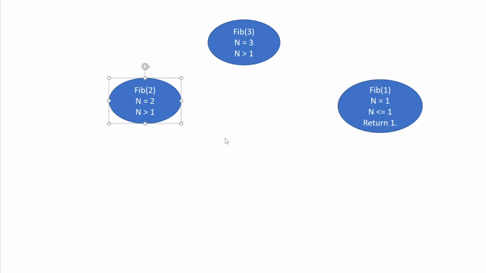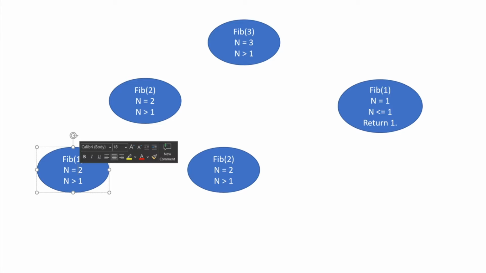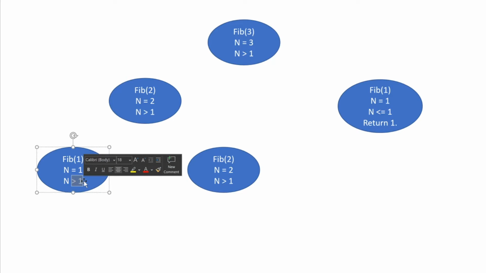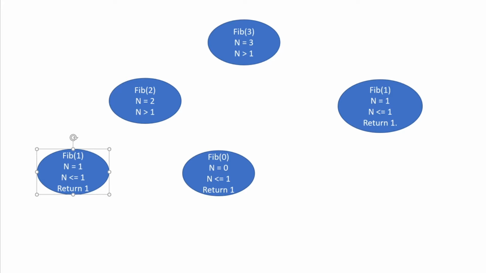Okay, and then this one, because it is greater than 1, we do another recursive call on the 2. So we have minus 1 here, fib of 1, n is equal to 1, n is less than or equal to 1, fib of 1, fib of 0, n equals 0, n is less than or equal to 1, return 1. So, now, we connect all of these together.